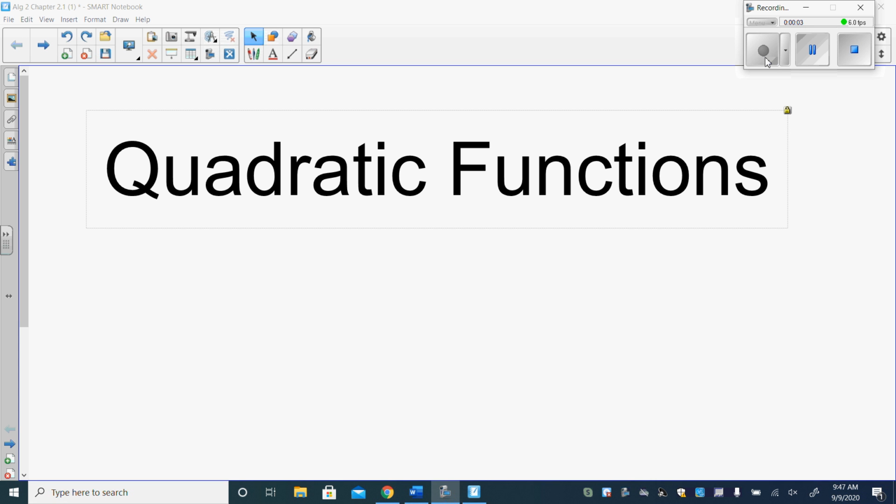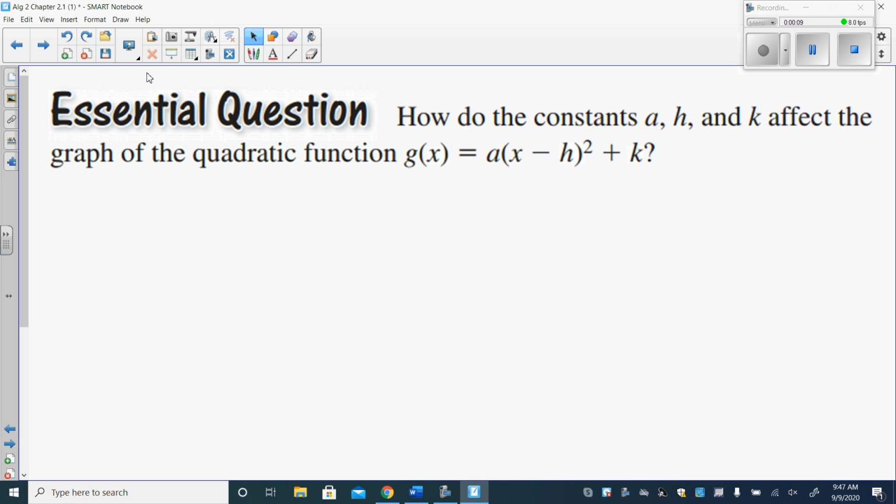All right, so today we are starting chapter 2.11. So we're going to do 2.11. Now, kind of the essential question is, how do the constant functions a, h, and k affect the graph of a quadratic function? Well, we kind of know this already because we went over this in chapter 1.